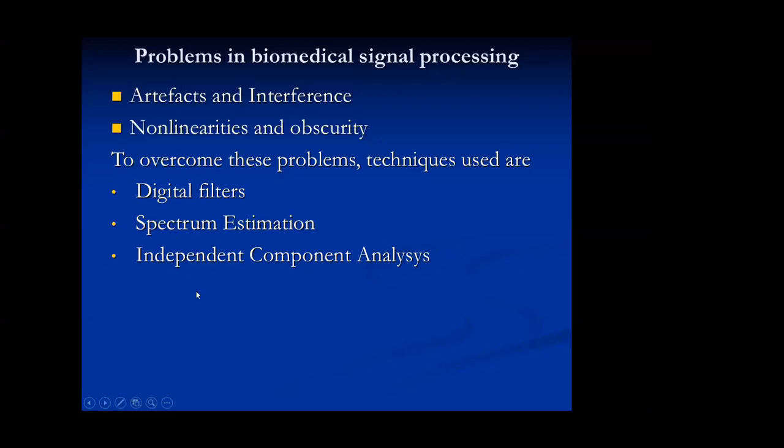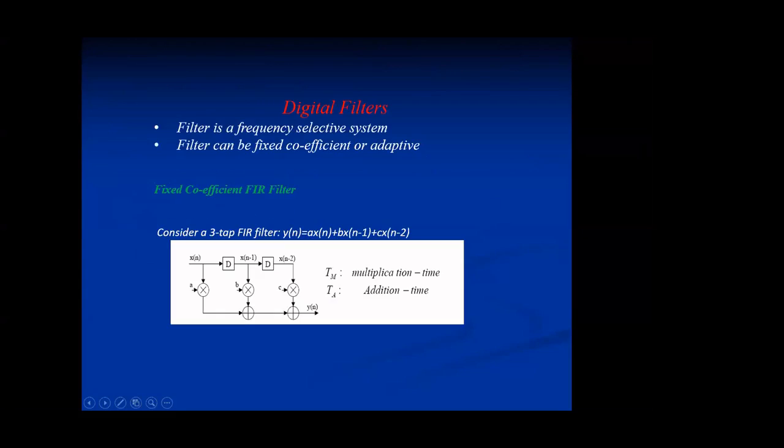I'm going to explain this in detail in the coming slides. First, starting with digital filters. A filter is basically a frequency selective network. This filter can be either fixed coefficient or adaptive. Nowadays in biomedical signal processing and many applications of signal processing and communication, we need adaptive filters rather than fixed coefficient filters. I'll explain the reasons.